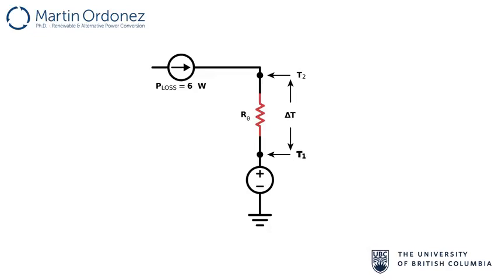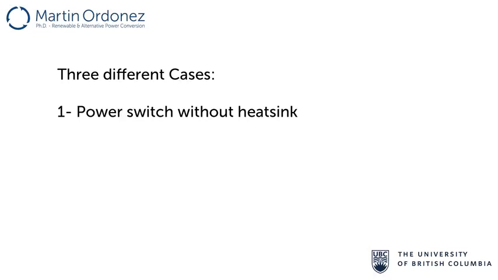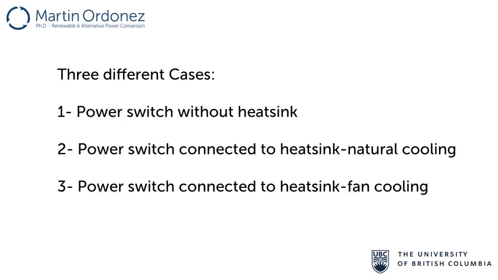It also should be noted that T1 is a reference temperature defined as the ambient temperature, which is considered to be 25 Celsius. We will consider 3 different scenarios for our problem. First, a power switch will be used without any heatsink. Second, the power switch will be connected to a heatsink with just natural cooling. And at last, a forced cooling system for the heatsink will be added. So then we can compare our results.